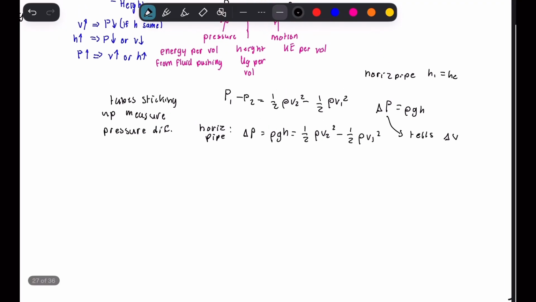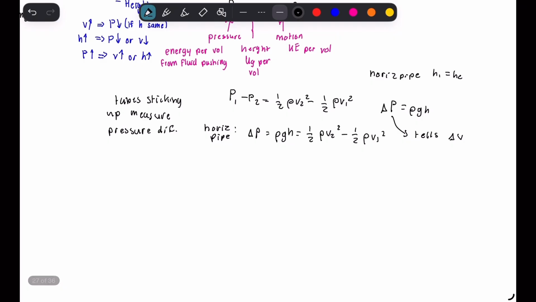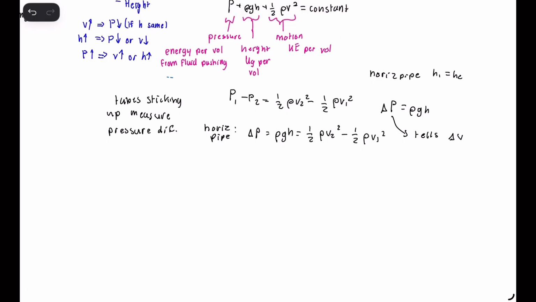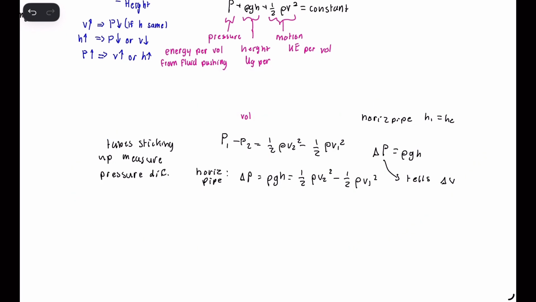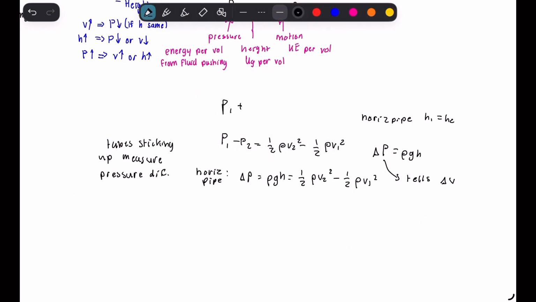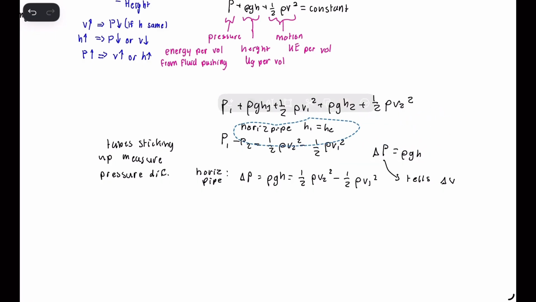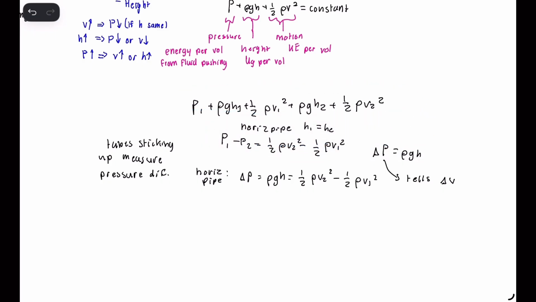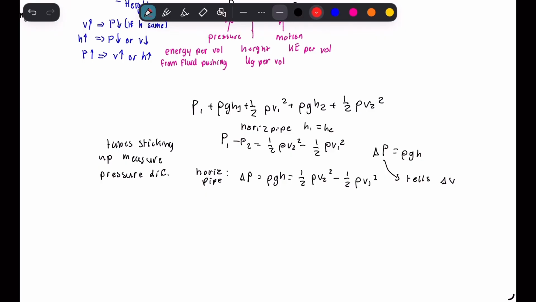So we have that from the equation P1 plus rho GH1 plus 1/2 rho V1 squared equals P2 plus rho GH2 plus 1/2 rho V2 squared. We had this canceled out on both sides.